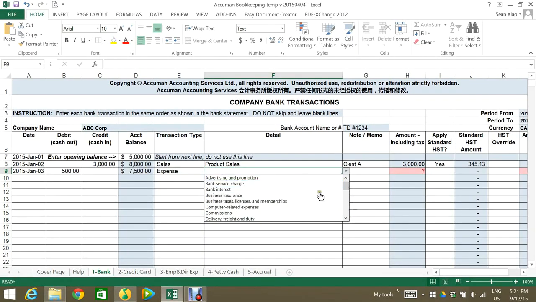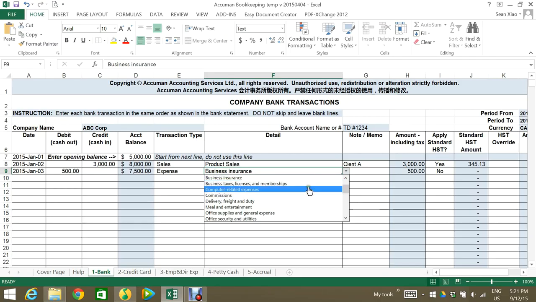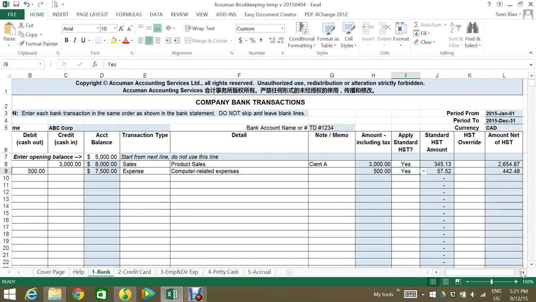Let's say this one is some sort of business insurance. So you may put in your insurance company here, and by the way, there is no HST on insurance costs, so this is not a good example. So anyway, you can put in no. Otherwise, let's say this is some sort of a computer-related expense, and will be yes. So the HST is calculated.